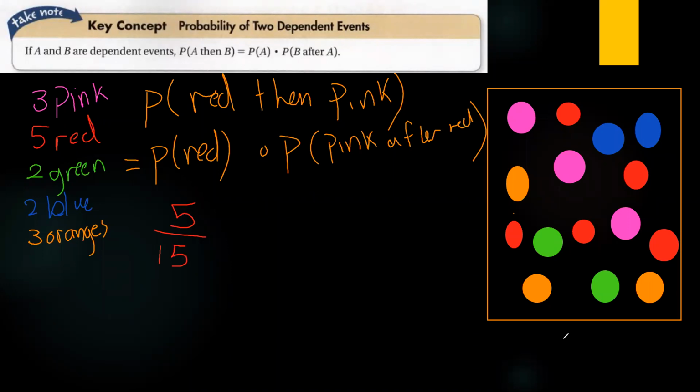Now, after I choose the red, I will take it outside. Right, times now, what is the probability of getting pink? How many pink do we have? 3 over 15. No, wait. I took the red. So since I took the red, how many marbles do we have now? It will be 14 now. I take one of the red outside.